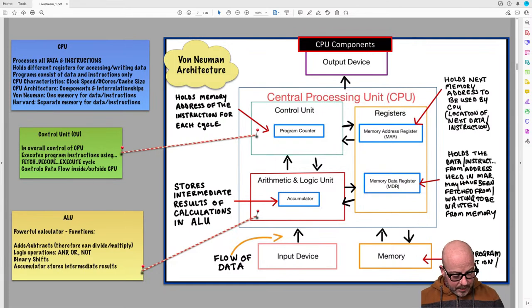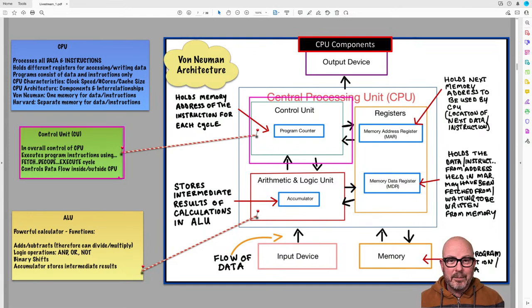Control unit. These definitions are worth a couple of marks in the exam in terms of what these different components do. So the control unit over here, it is the boss. It's in overall control, like the manager of a football team. It executes program instructions using the fetch decode execute cycle. That's what they'll want to hear you say. It's in overall control of the CPU and executes program instructions using the fetch decode execute cycle. It also controls the flow of data. So depending upon whether they turn that into a 1, a 2, or a 3 marker, those are your 3 possible marks on that one.